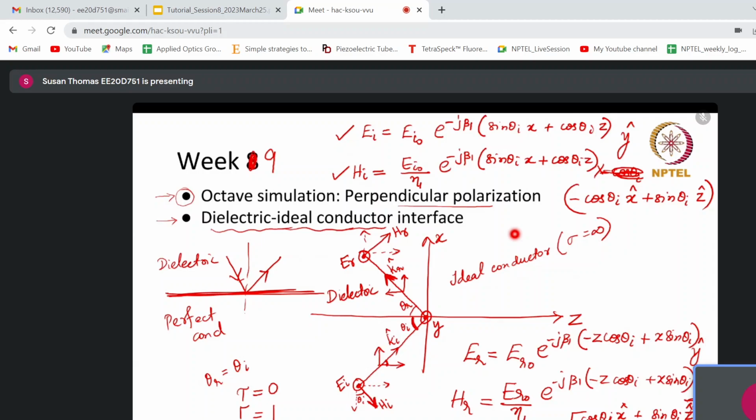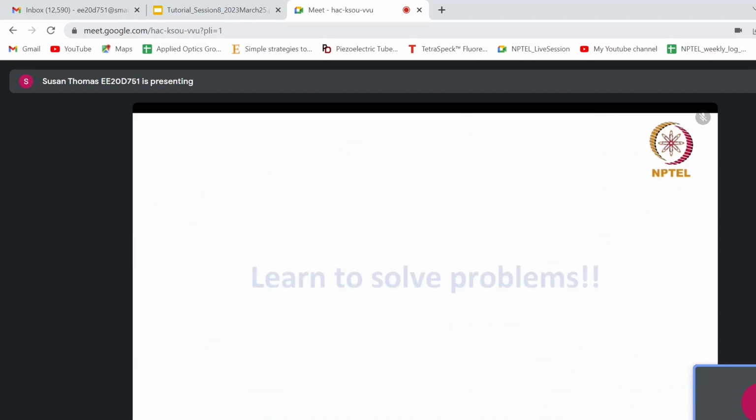So now let's see how to solve some sample questions based on these basics.